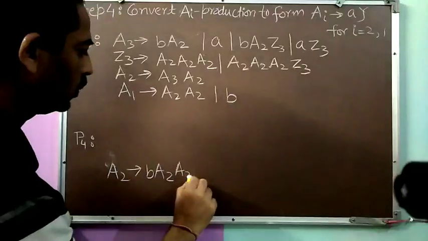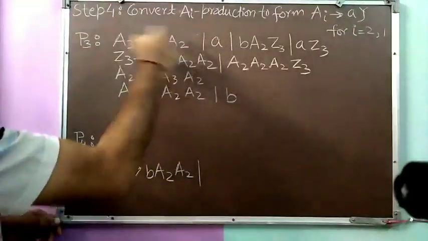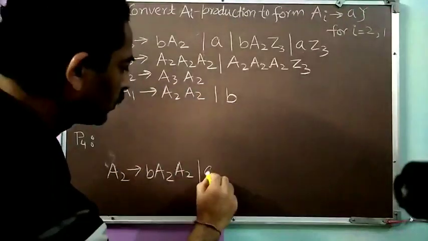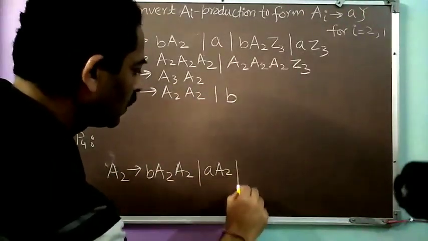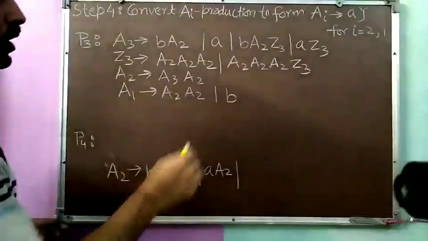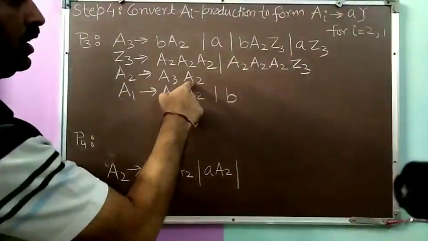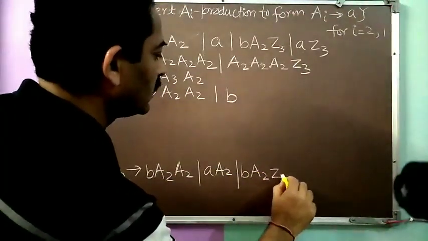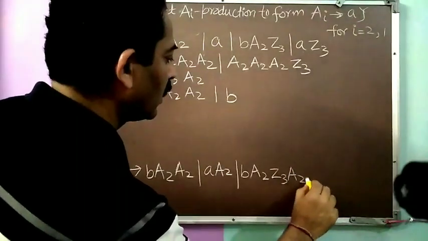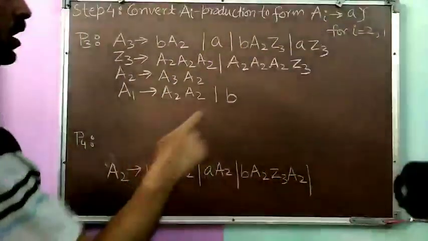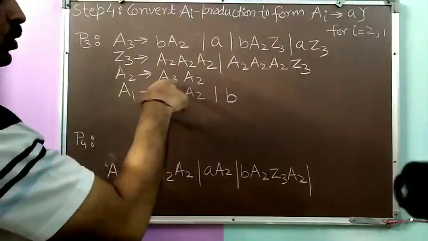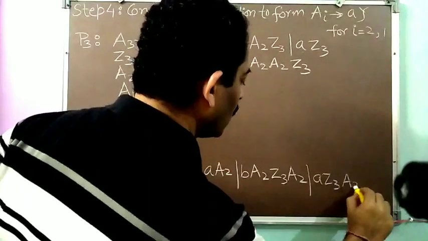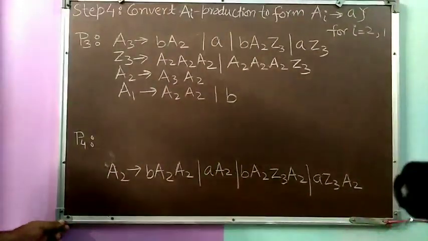So A2, A2. This is the first production, where we have used BA2. When we use A3 to A here, it will be AA2. Then when we use this one, it will be BA2Z3 and then A2. And then here AZ3, so when we use AZ3 here, it will be AZ3, A2. In this manner we have found the A2 productions.